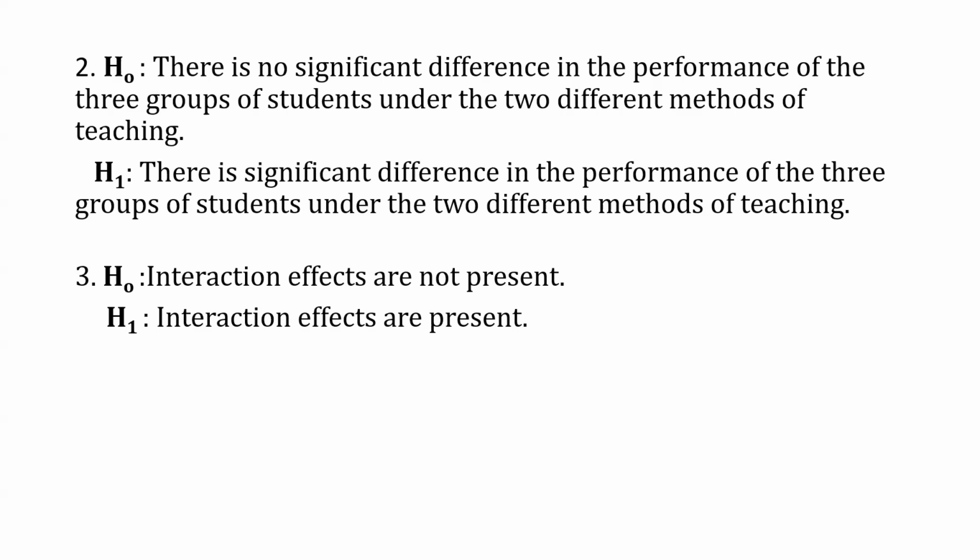So how are we going to decide? There must be a decision rule. So if the p-value is less than or equal to 0.05, the alpha value, then we need to reject the null hypothesis and accept the alternative hypothesis. Otherwise, if the p-value is greater than 0.05, we need to accept the null hypothesis.